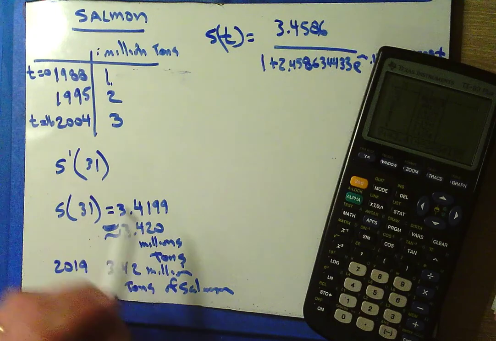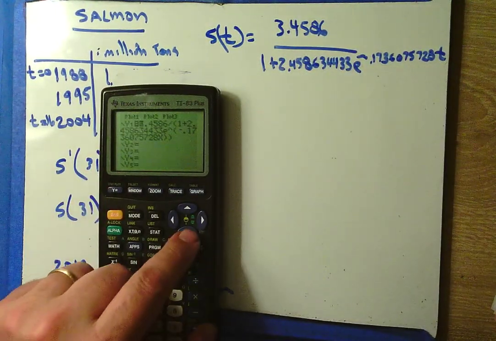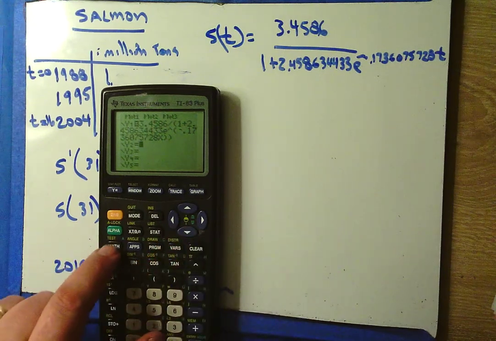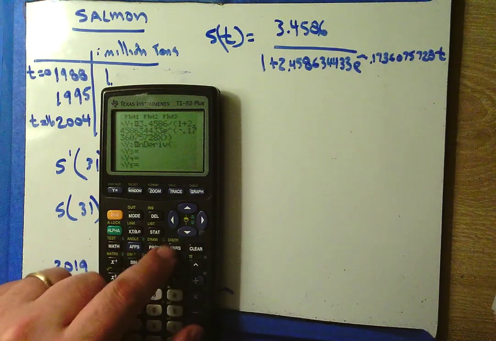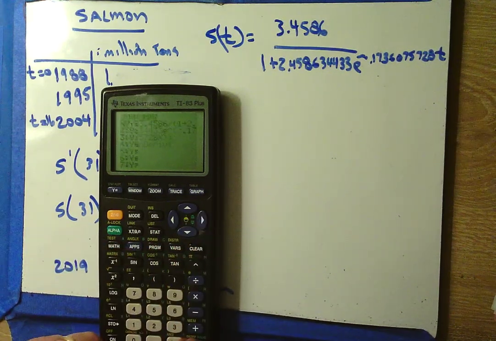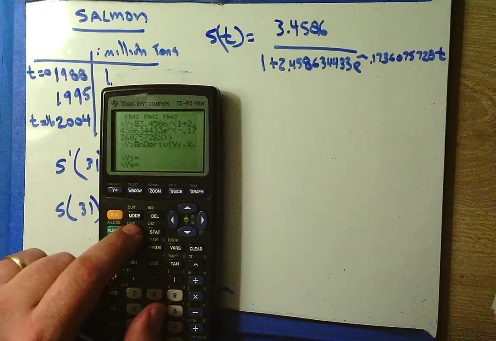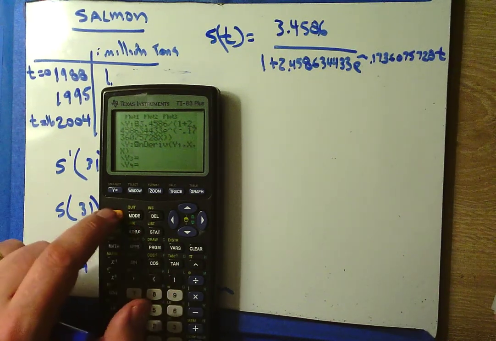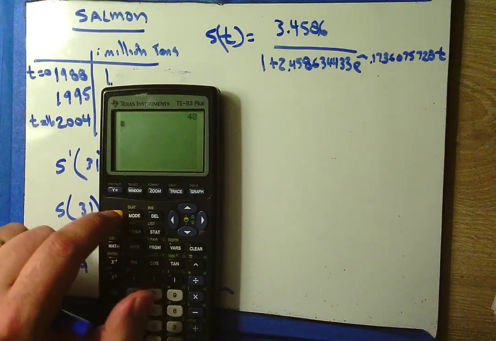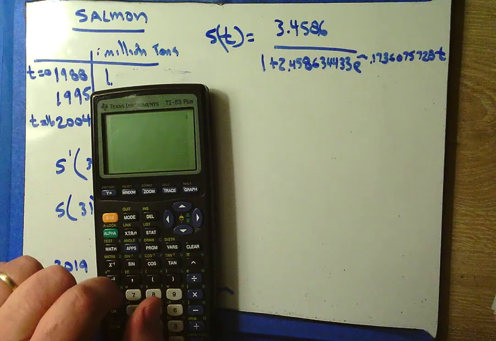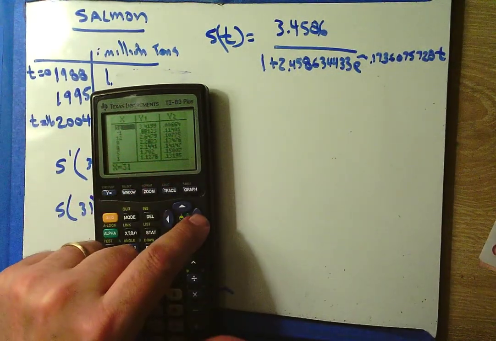But what about S prime of 31? Well, I'm going to use my calculator to figure that out. I'm going to come down here to y2, and I'm going to do nDeriv of y1 in terms of x for all x values. Okay? You could certainly do this on the main screen. I'm going to go over now to my table. And now my table will give me not only function values, but derivative values.